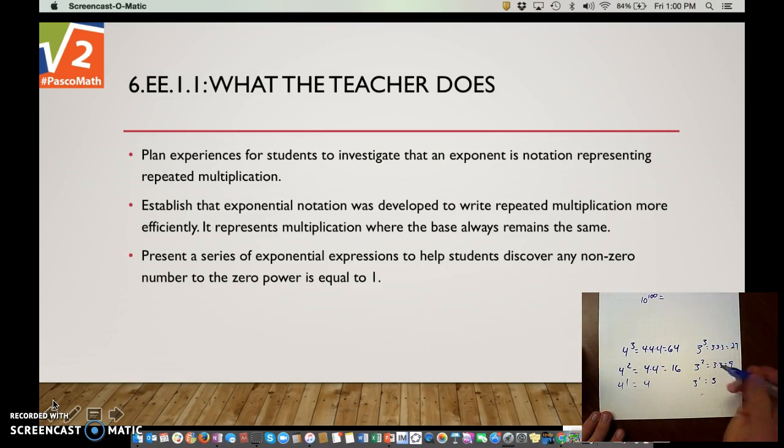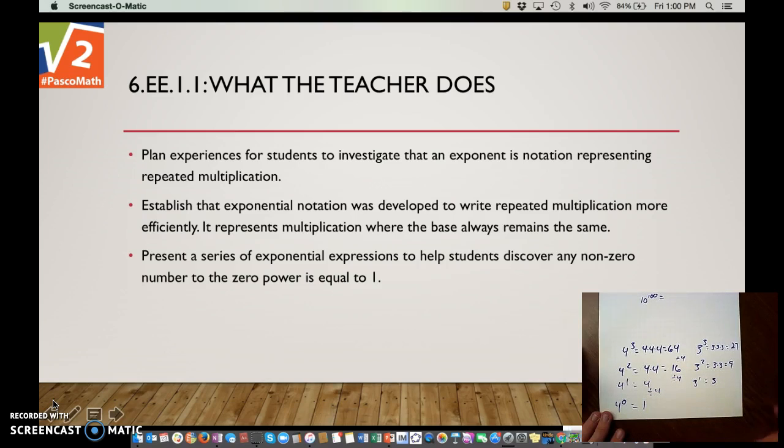Some will discover that you're using 4 as a factor one less time each time. Some might say something like division of 4. So if that pattern continues, 64 divided by 4 is 16. 16 divided by 4 is 4. So 4 divided by 4, so what is 4 to the 0? That's for them to figure out. Well, it should equal 1 if this pattern continues.